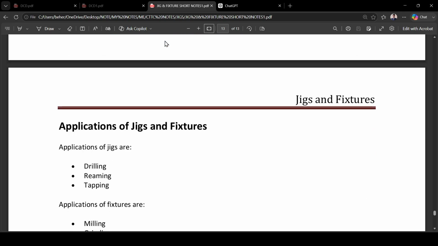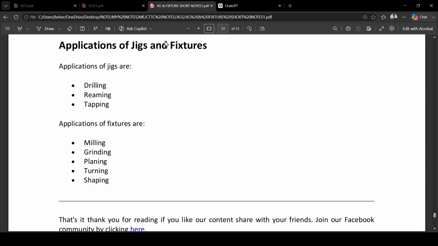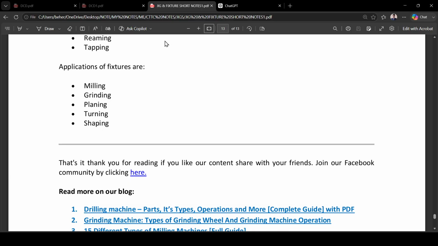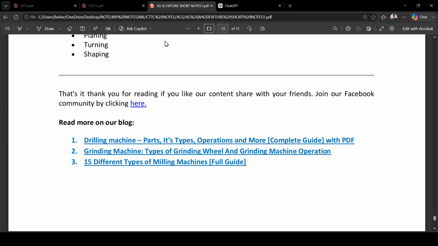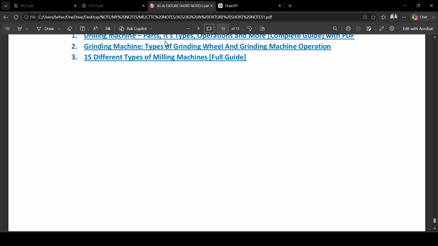And applications of jigs and fixtures. There are different applications of jigs and fixtures. So you can read all these things. Then you can clearly understand what jigs and fixtures are.